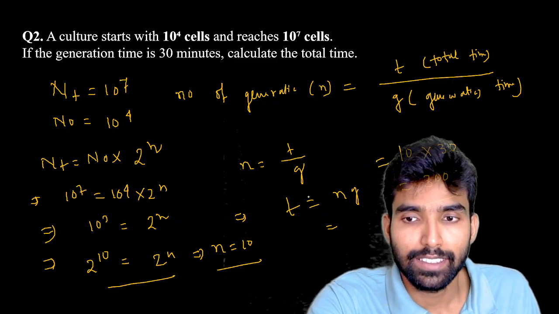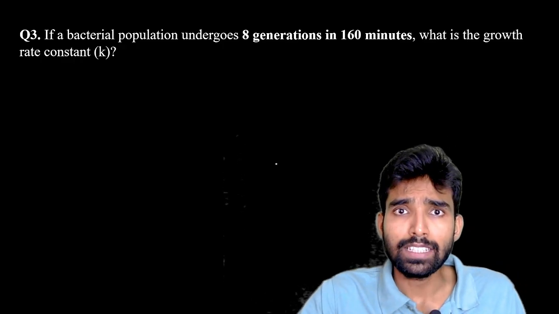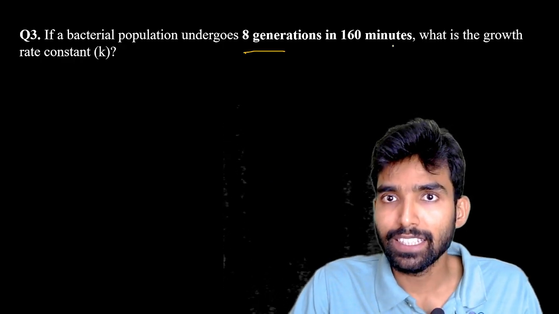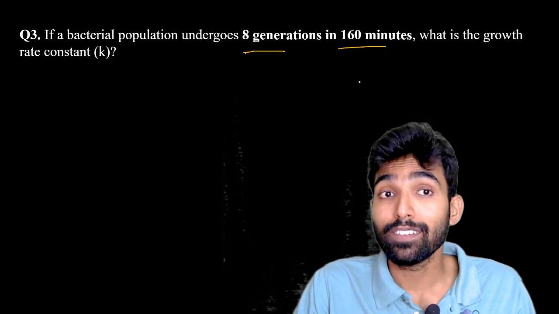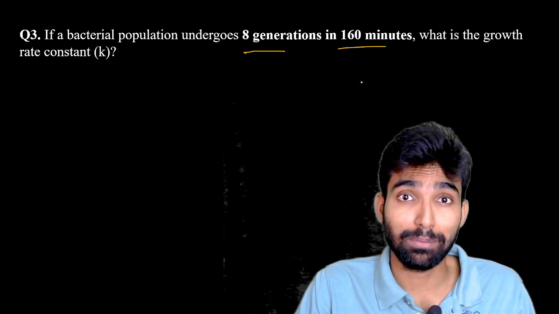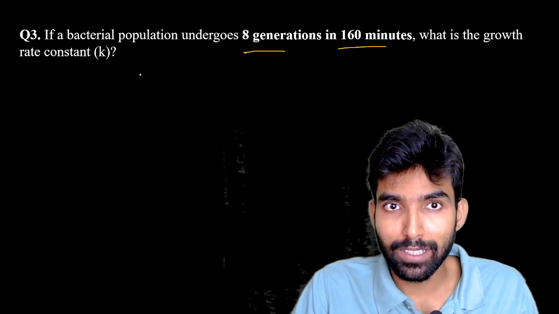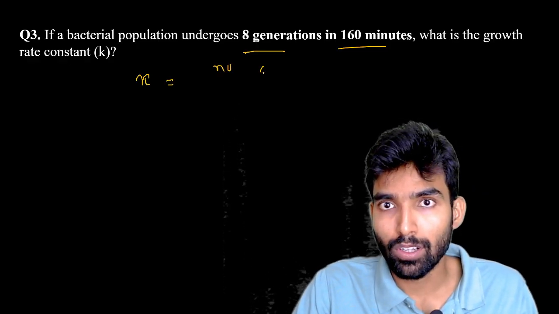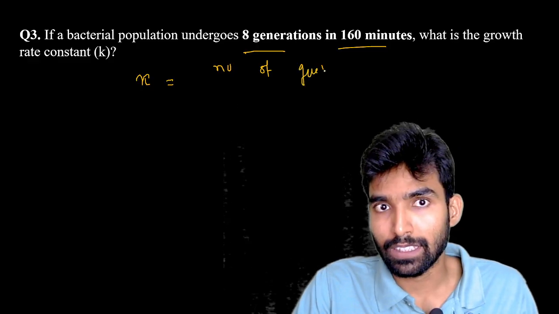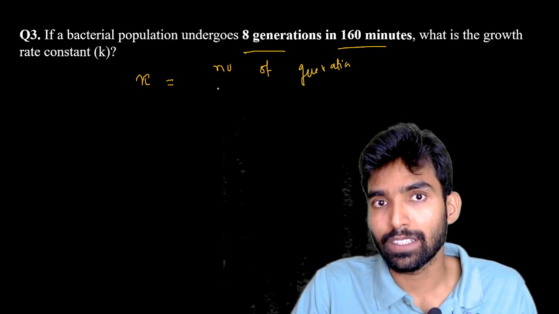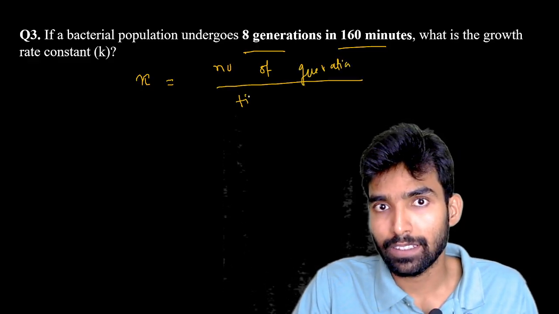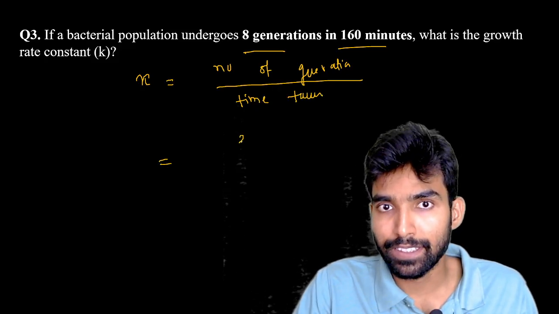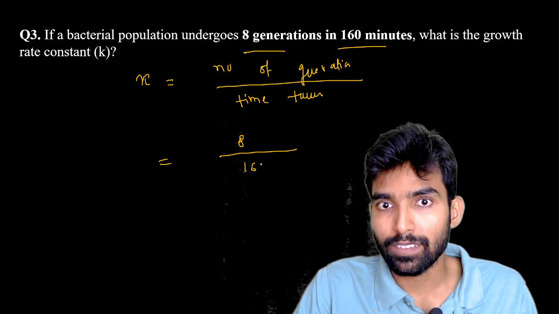Next, if a bacteria undergoes 8 generations in 160 minutes, what is the growth constant? It's quite an important thing to know. Remember, growth constant K equals the number of generations divided by the time taken. That means 8 generations divided by 160.